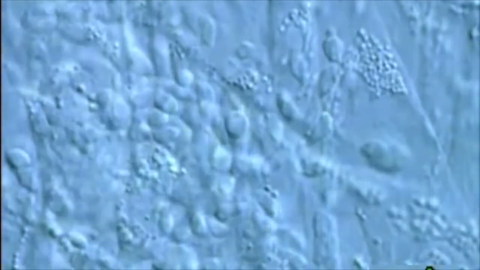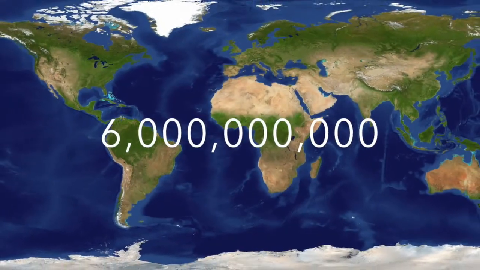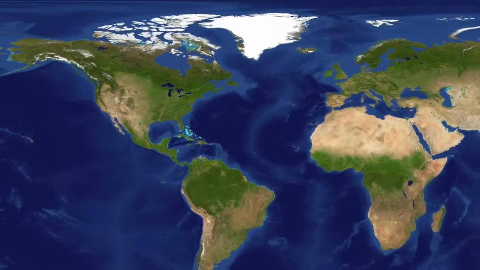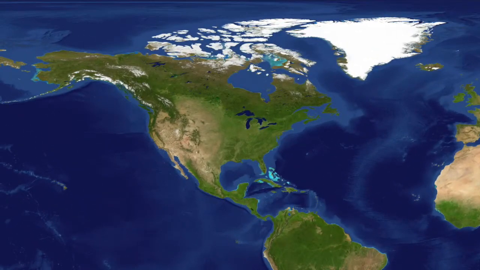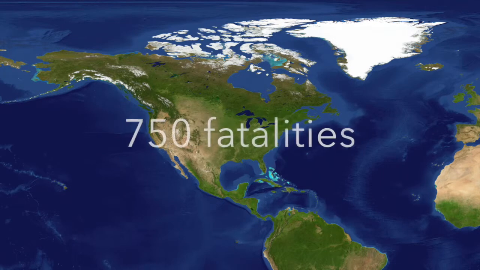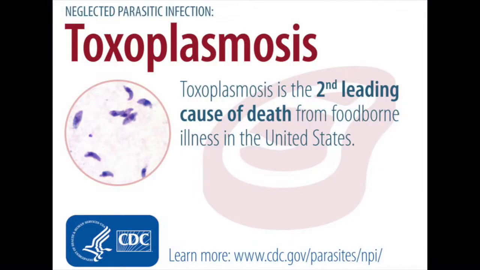Toxoplasma gondii is a fairly common parasite. Over 6 billion people worldwide have been infected with Toxoplasma gondii. The prevalence of toxoplasmosis is declining in the US, but there are still about 1 million new infections each year and 750 deaths. It is the second most common cause of deaths related to foodborne diseases, despite not being well known.